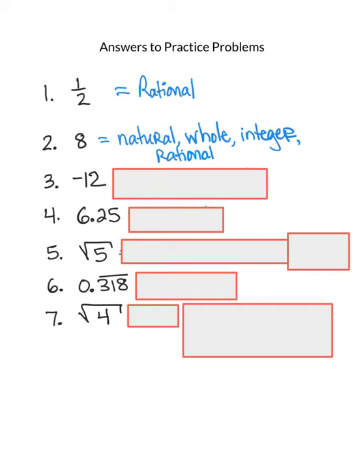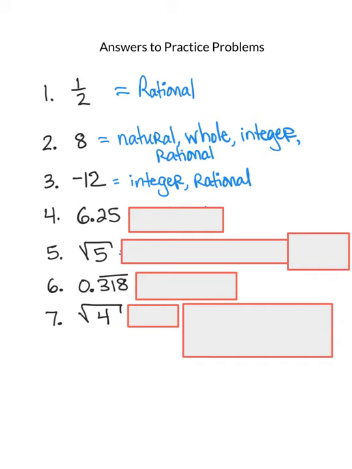Number 3, we're looking at -12. Is that a counting number? No. So I can't count it like I was in kindergarten. So -12 is an integer and rational. Number 4, we have 6.25. This is a decimal, and it does actually stop. So this one will be considered rational, just rational. That's all it is.